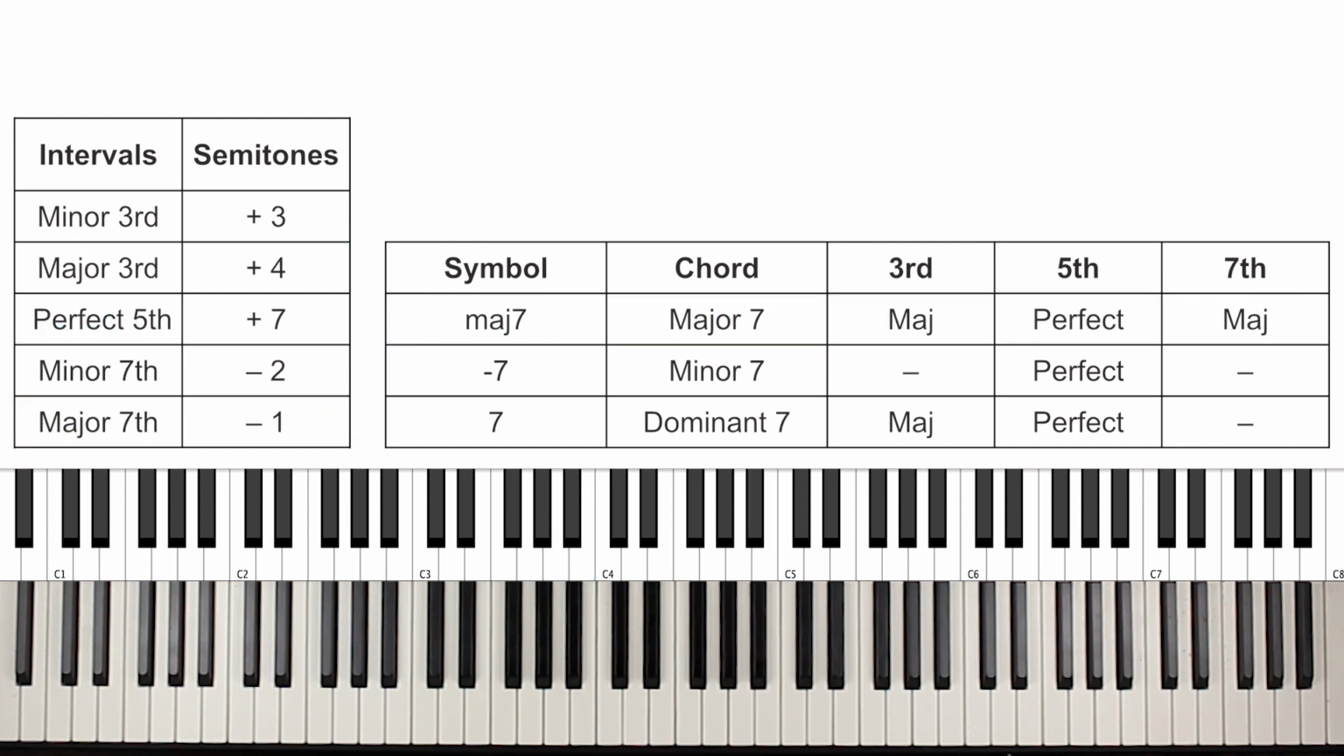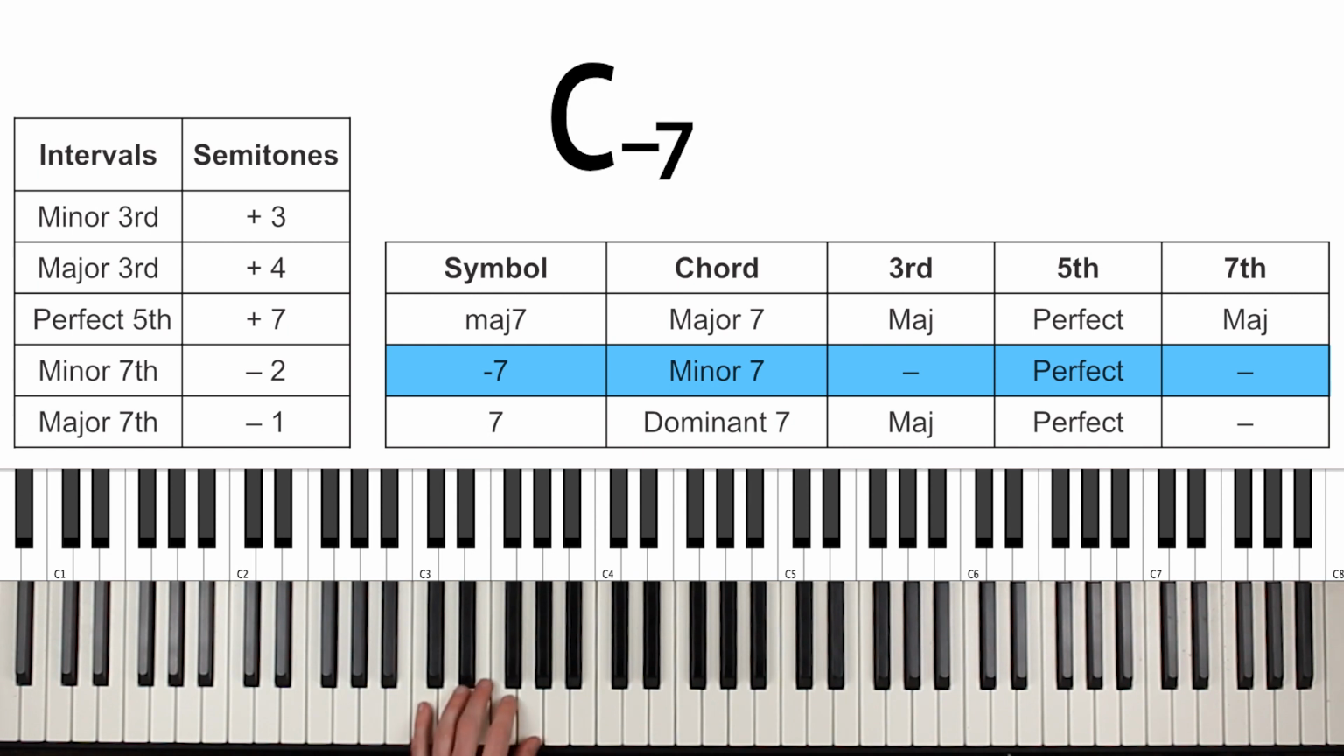On to the minor 7. Let's use the tables to make a C minor 7 chord. The root is going to be C. Next, the third. Minor 7 chords have a minor third. 1, 2, 3. Then the fifth. Minor 7 chords have a perfect fifth. 1, 2, 3, 4, 5, 6, 7.